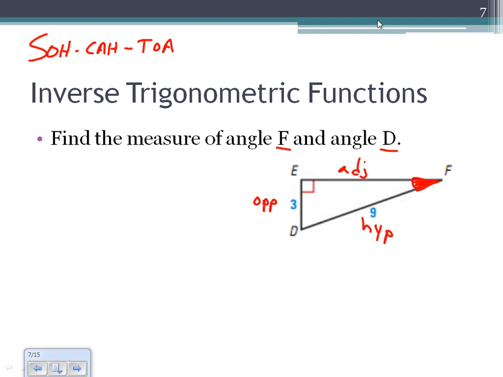Opposite and hypotenuse. So which one am I going to use? Does this have opposite and hypotenuse, please? It does? Sine. Good. So we're going to use the sine. Mackenzie, set that up for me then. It's going to be sine of what? Sine of angle F equals 3 over 9. How do I use the inverse then?